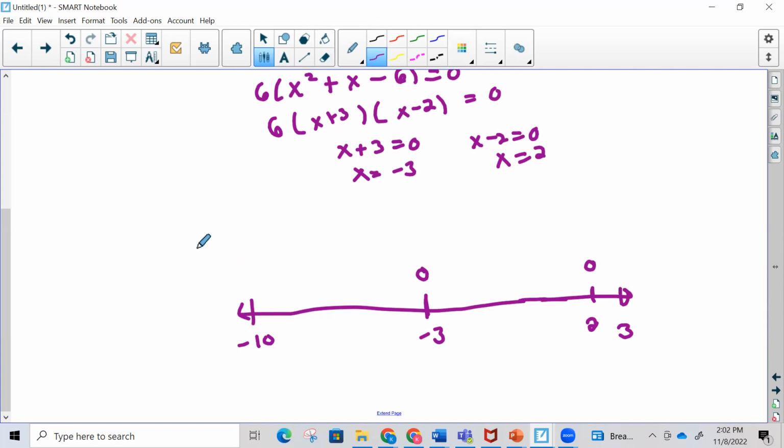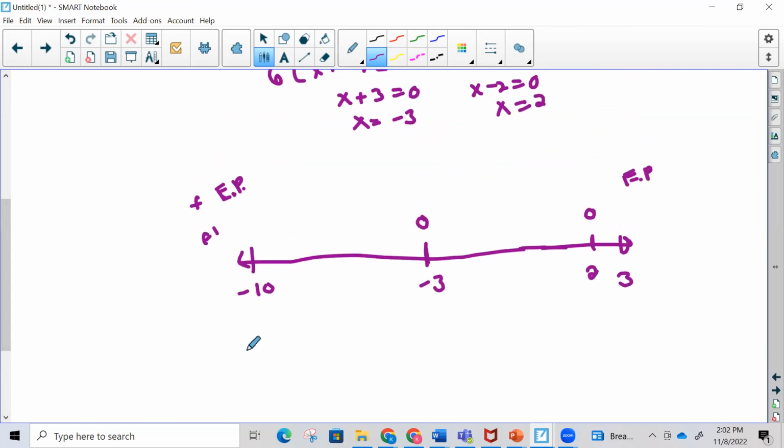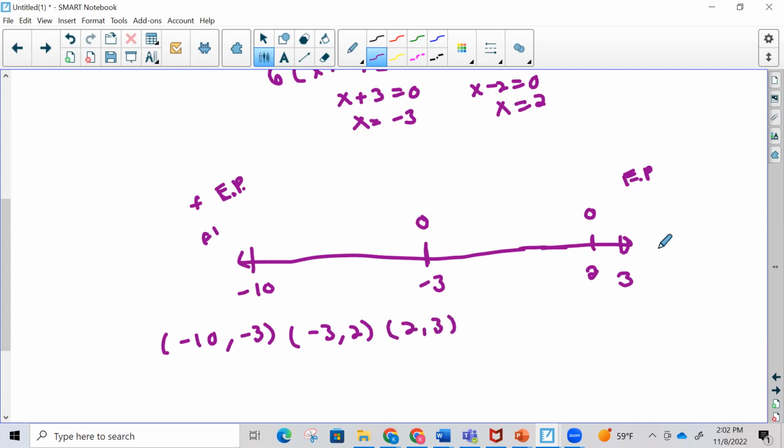Right, and then usually for f prime, I put endpoint to indicate that this is an endpoint, and same over here. This at 3, it is an endpoint. So this is either going to be a max or a min, depending what happens with the derivative. Okay, so now we have our intervals, and we want to plug a test point in. So again, you can write it with interval notation. We have negative 10 to negative 3, negative 3 to 2, and then 2 to 3. We have those 3 intervals. We have this little interval at the end. My endpoint.